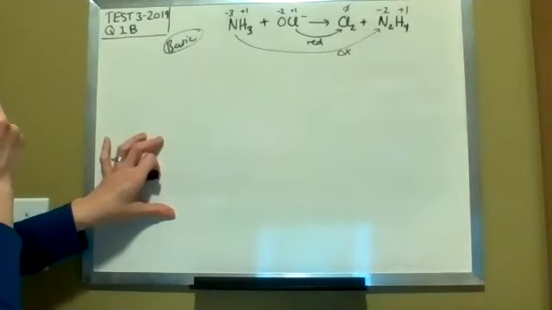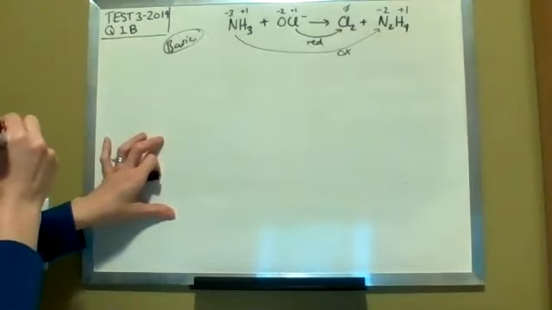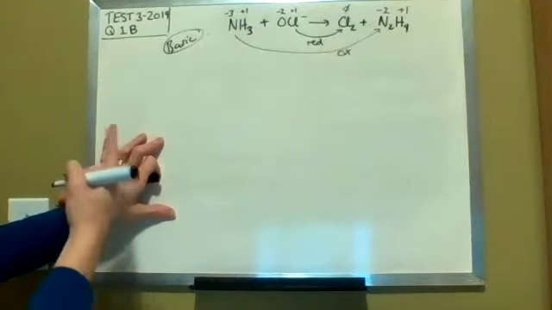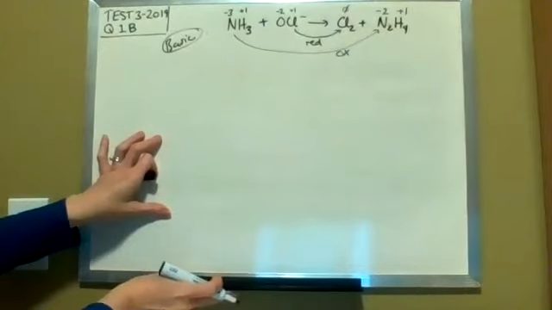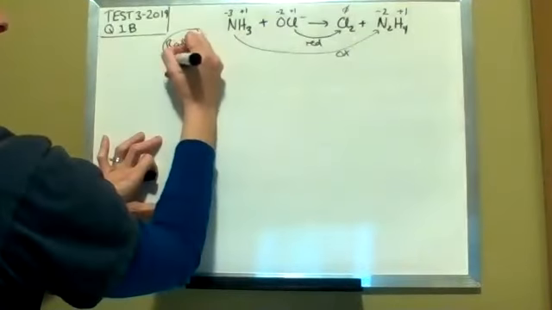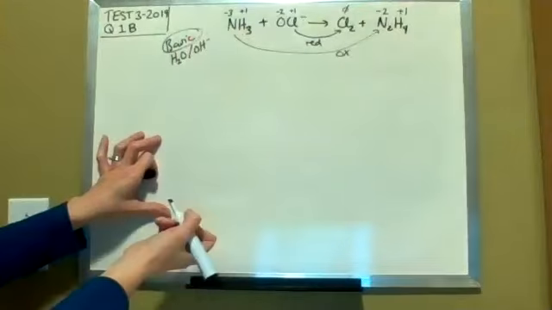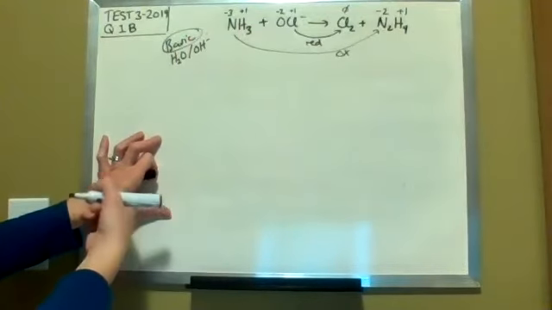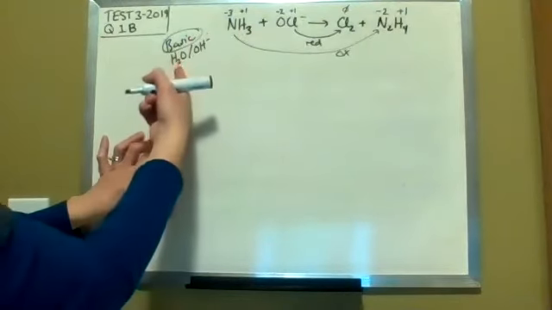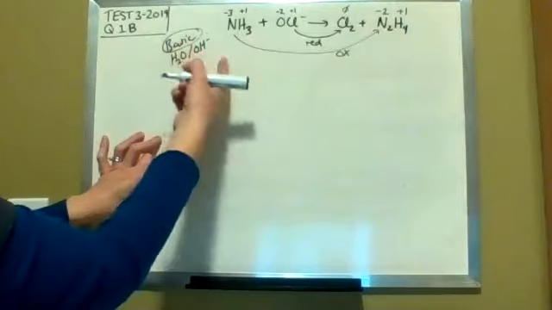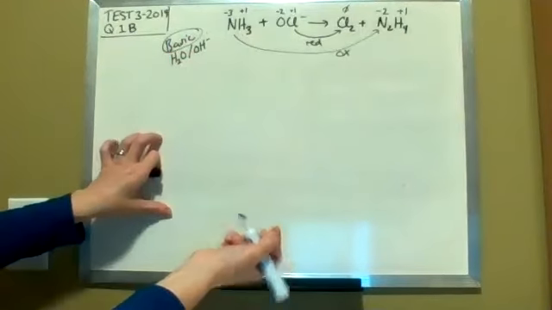Other thing you know about this question, it's in basic conditions. So when we're in basic conditions, the thing to remember is that when you are balancing your hydrogens, we want to add 1 hydrogen on either side. When you're doing that, you're balancing with a water and an OH minus. Water goes to the side where you need the hydrogen, and then you get rid of the extra with an OH minus on the opposite side.